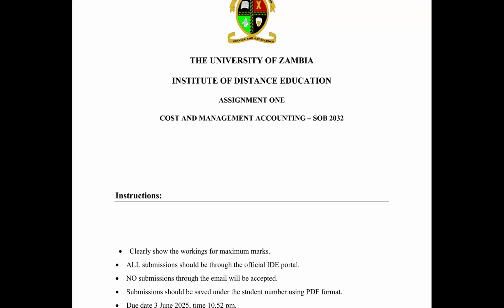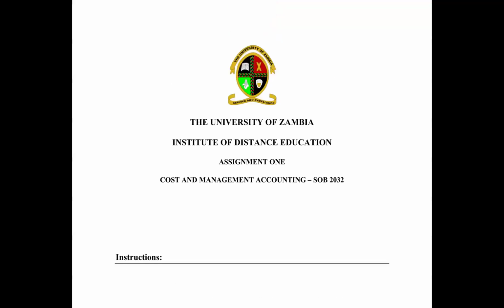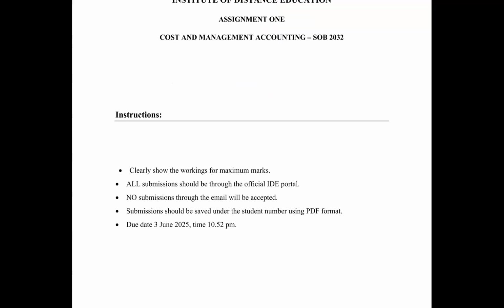Let's continue then. So, colleagues and friends, we have the work that is supposed to be done, and the name of the course is Cost and Management Accounting, SOB 2032. The due date of it is June 3rd, 2025, which is quite some time. We still have some time between now and then.